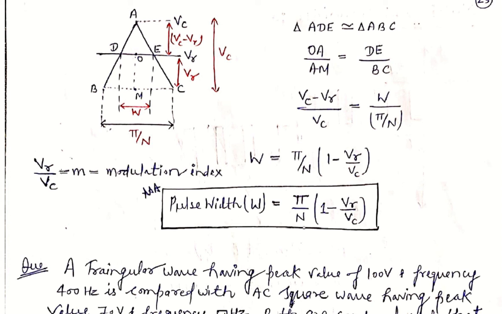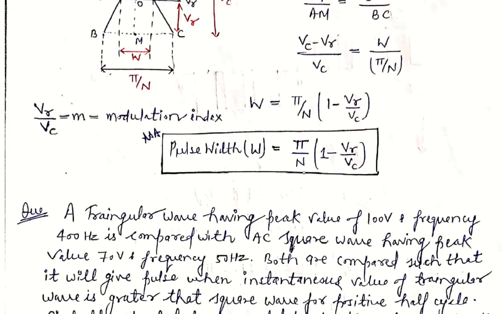So if we change VR, that is the amplitude of the reference signal, we can change the modulation of the waveform, that is the amplitude. So this VR upon VC is called the modulation index. So the pulse width is calculated to be pi by n times (1 minus VR upon VC). In the first case we calculate the number of pulses, that is Fc upon 2Fr, and with this second expression, the width of the pulse is calculated.